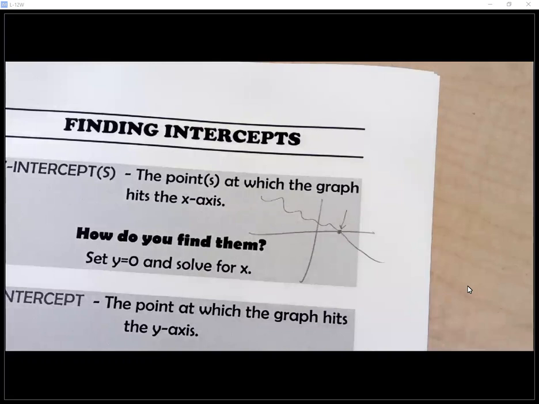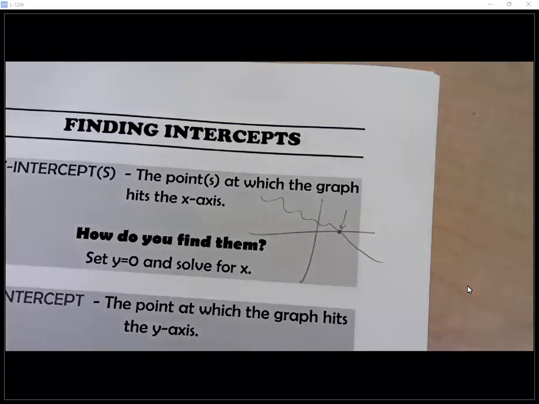If I want to figure out what that X value is, I can just take 0 and plug it into my equation and then solve for X. That's literally all I have to do. I plug in 0 for Y, solve for X. That's where that thing is crossing the X-axis. That's it.